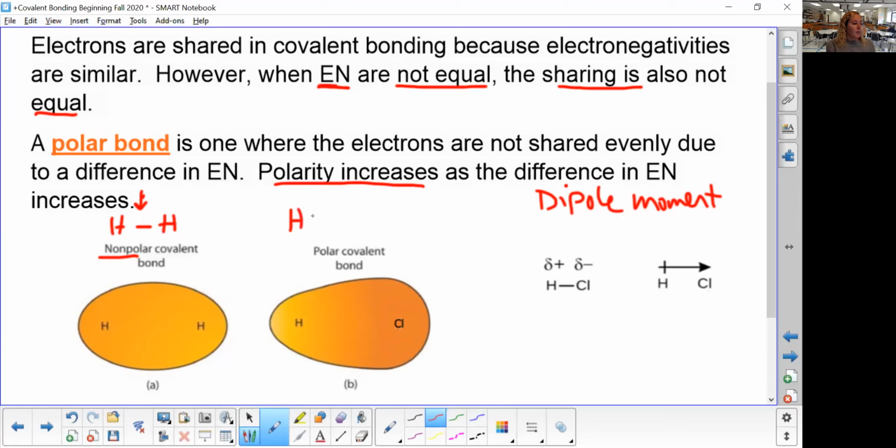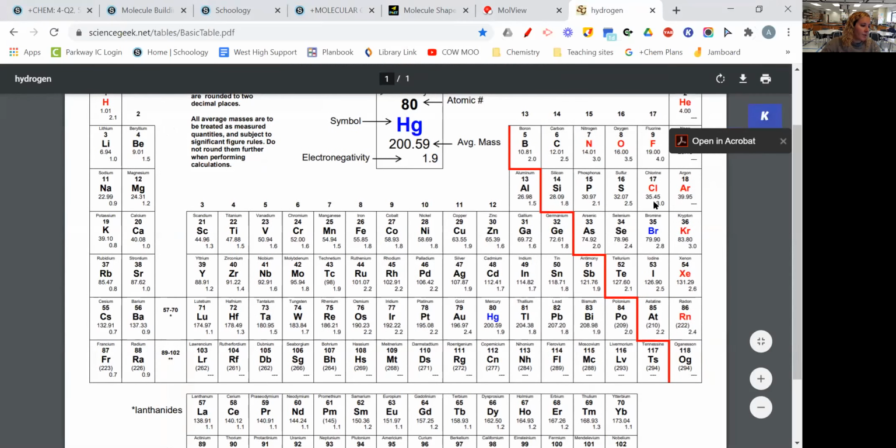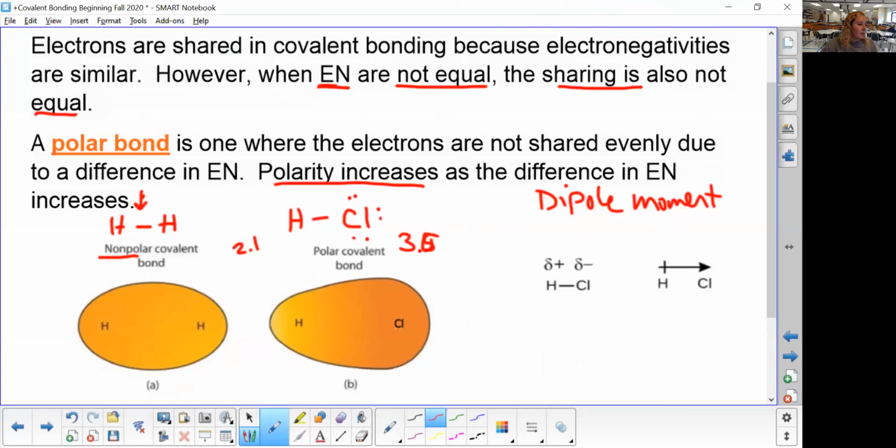But if you have something like HCl, where hydrogen has an electronegativity value of 2.1 and chlorine is, I think, 3.5. Let's double check. Okay, I was right first, 3.0. All right, it's a full drop. But you still don't have the same electronegativity value here. Chlorine is going to pull the electrons closer.